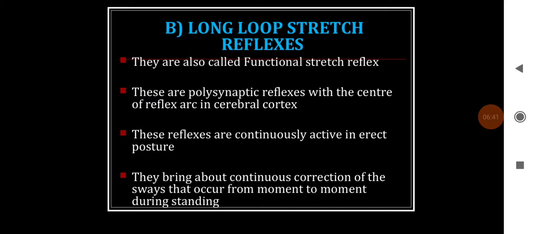Long loop stretch reflexes are also called functional stretch reflexes. These are polysynaptic reflexes with the center of the reflex arc in the cerebral cortex. These reflexes are continuously active in erect posture. They bring about continuous correction of sways that occur from movement to movement during standing.